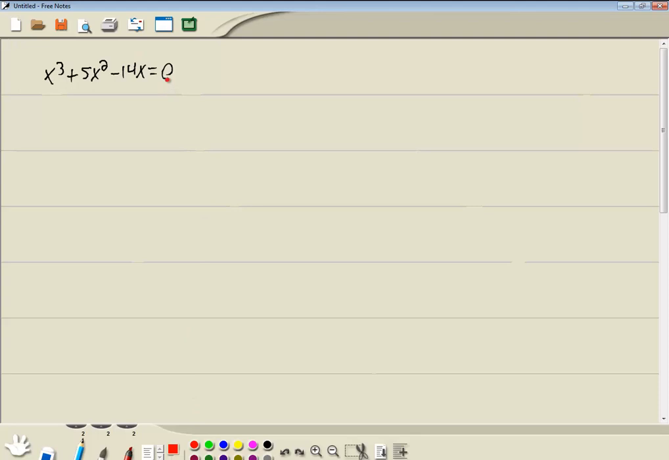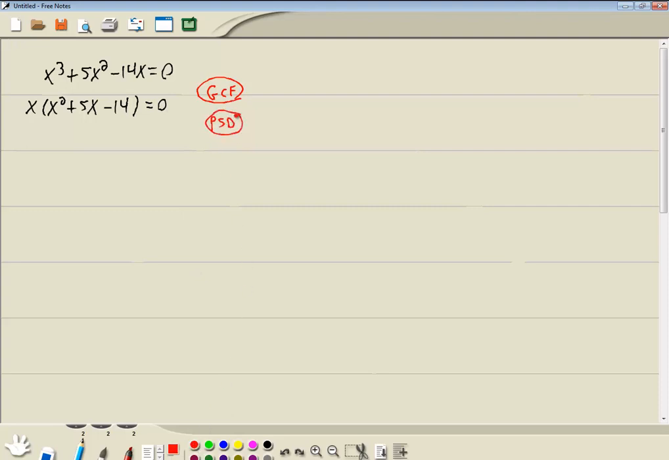Now we're going to use the zero factor property. So we have to get 0 on one side, which we have. Then we want to factor the other side. The first factoring technique is GCF, since they all have an x in common. So I factor out an x, and that gives us x squared plus 5x minus 14 equal to 0.